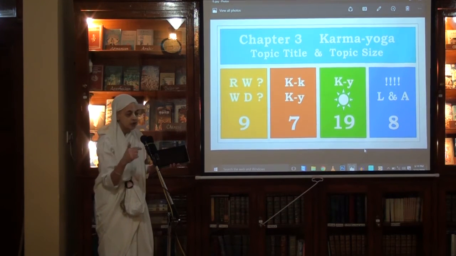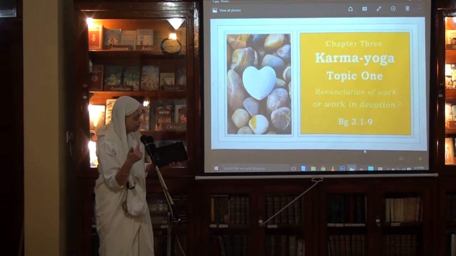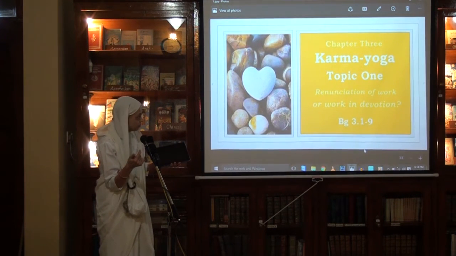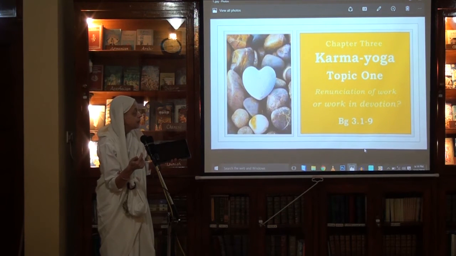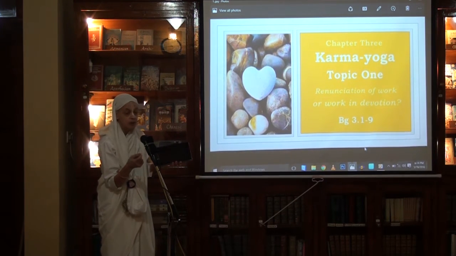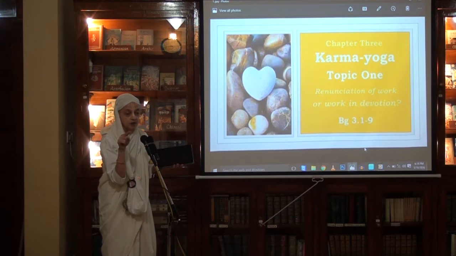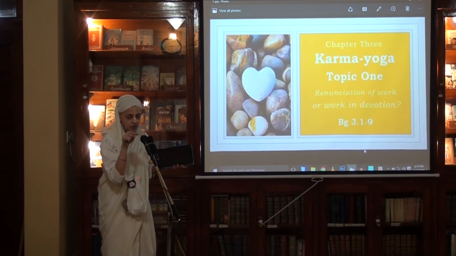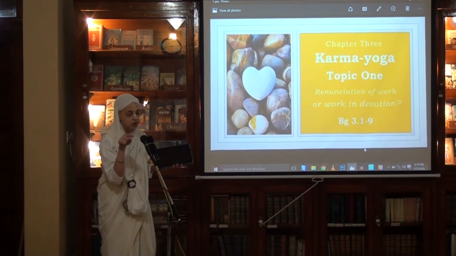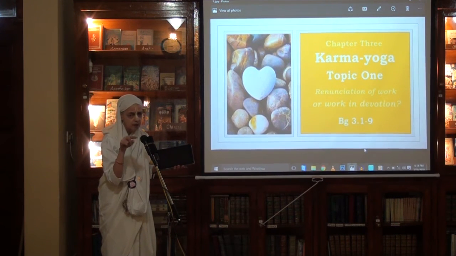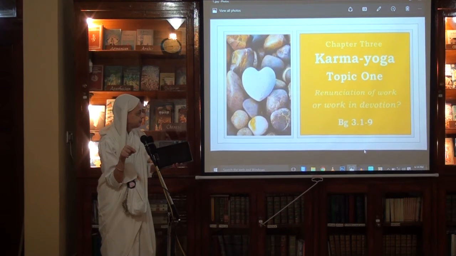All right, now let's look at some more information. Let's look more at our topic slides. Here's our first one. What was it again? Renunciation of work or working in devotion. Now fill in the section 1 to 9. You can do that same thing after you put 9 slokas, put exactly where. Because I know it's 9, but I know it's the first 1 to 9.